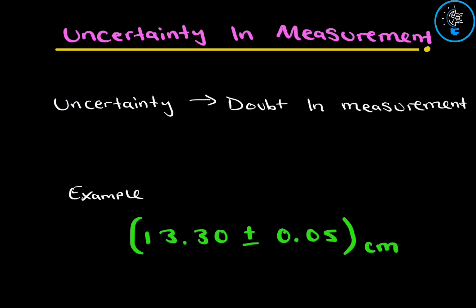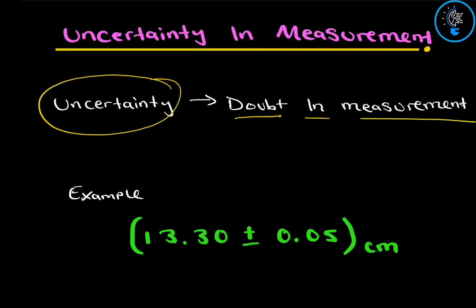Okay, let's begin by defining what uncertainty is. When you hear of uncertainty, it means doubt in measurement. So if you measure something and you have some doubt on how accurate your measurement is, that doubt is what we call uncertainty. Let's say you measure the length of a particular object as 13.30. Your doubt can be written as 0.05.